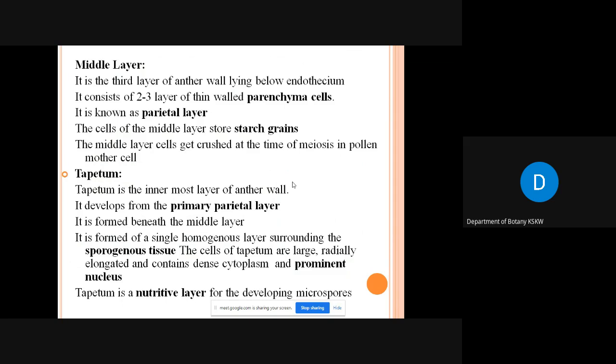Innermost, we have the tapetum. Now, the tapetum is the innermost layer developing from the primary parietal layer, below the middle layer. It is formed of a single homogeneous layer surrounding the sporogenous tissue. Tapetum cells are large, radially elongated, having dense cytoplasm and a prominent nucleus. The tapetum is a nutritive layer for the developing microspores.